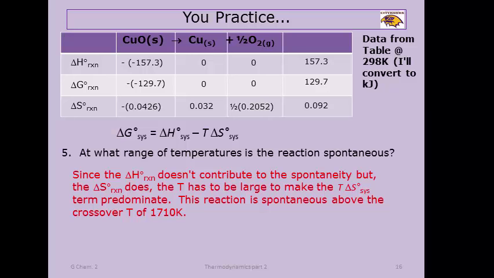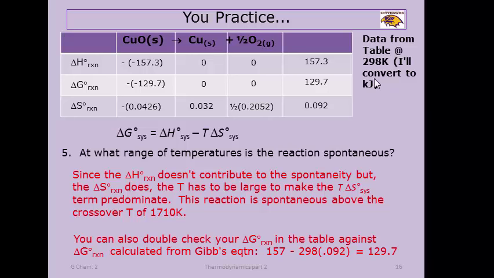And then last but not least, this isn't one of the questions, but you can always do this. This is good to double check your work. You figured out the free energy. You did it directly off the table. But we know, according to Gibbs' equation, that if you take your delta H minus temperature times your entropy, you should still get the same Gibbs free energy. So if I plug in my numbers and double check, I come out spot on to the significant figures I've been given of 129.7 kilojoules.